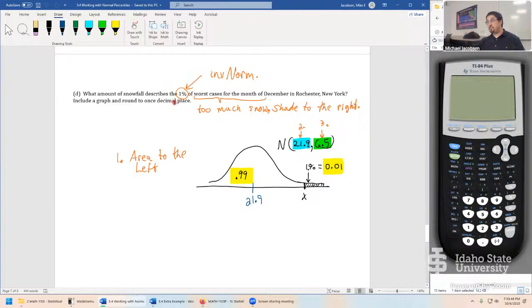So we went with this interpretation. What is the 1% time you would get the most amount of snow? That's probably the better way to form it if it was an exam question. That means we put 1% on the upper tail right here. And if we can solve for the x value, the whole problem is done.